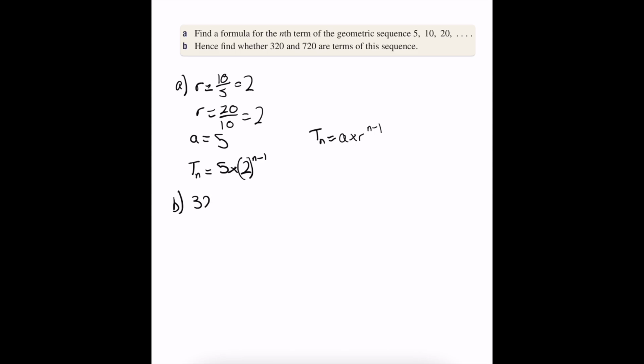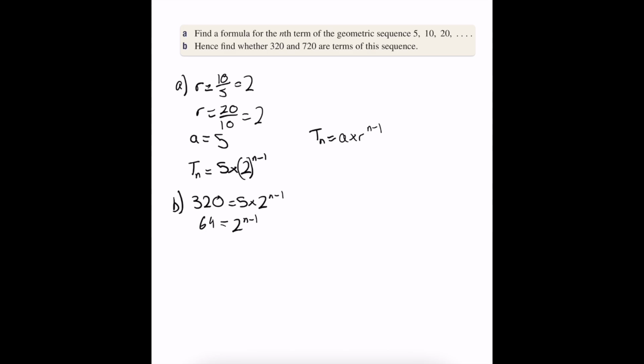So I'm going to plug in 320 for Tn and see that it's 5 times 2 to the n minus 1. 320 divided by 5 is, whoops, not 65, it is 64.